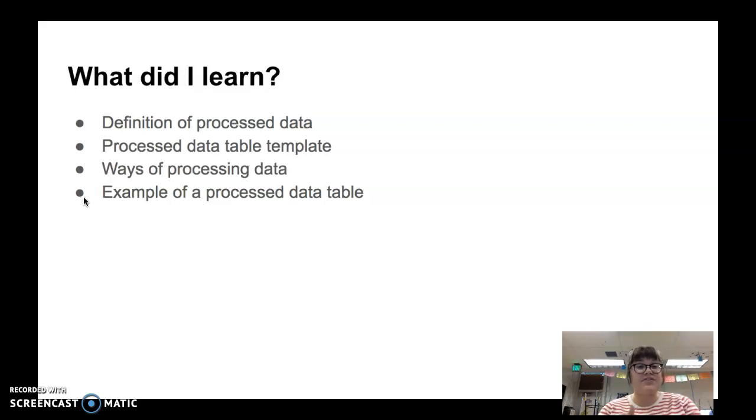All right, so what did I learn today? I learned the definition of processed data. It's data that I have changed somehow by doing some mathemagic to it. I have looked at and know how to make a process data table template. I thought about ways to process data, the total, the average, the net change, and percentages. And then I looked at an example of a process data table and went through that with Ms. Jung. So now I should be able to go out and do it on my own.